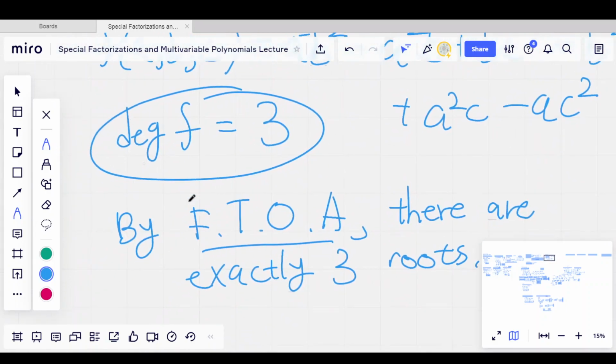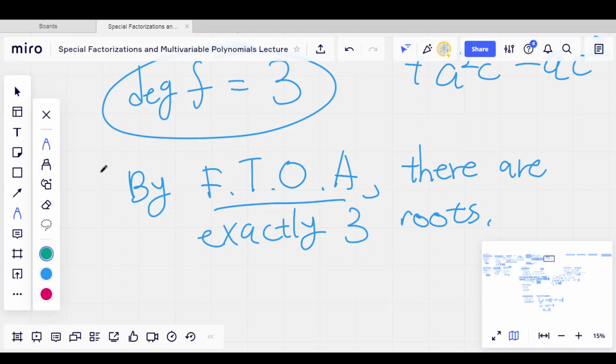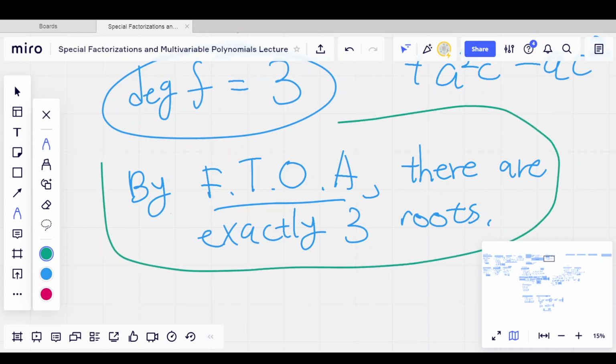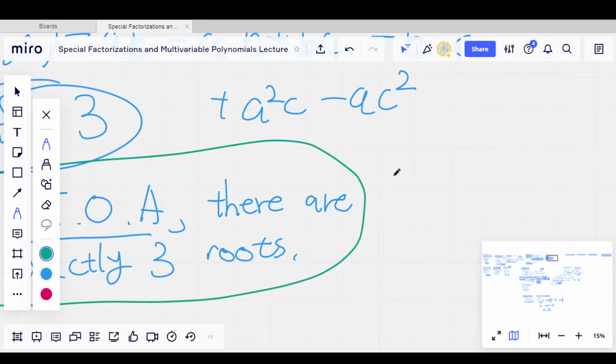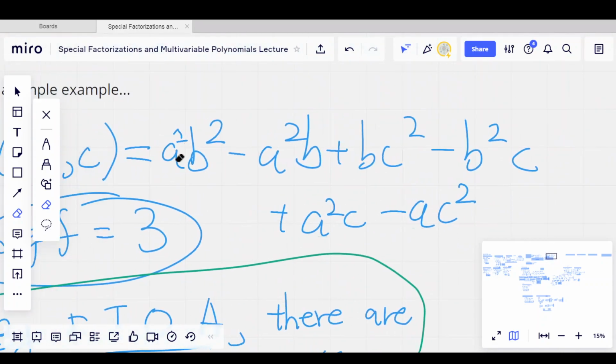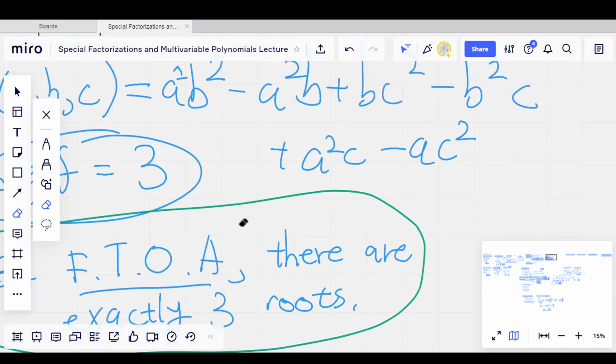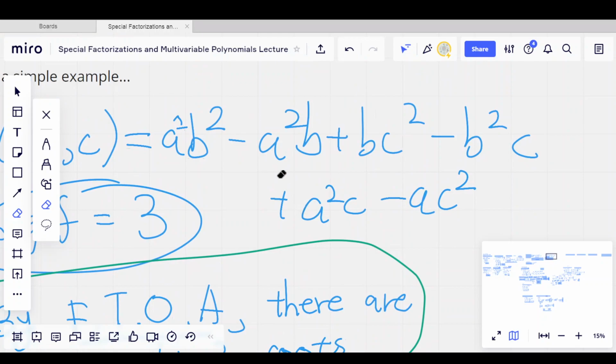Okay, so this is the key here. If you find 3 roots, that is basically it. You don't need to find any more. If you find 4 roots or 5 roots, then there's obviously something wrong with your calculations. So what we're trying to do here is find the 3 roots of this thing.